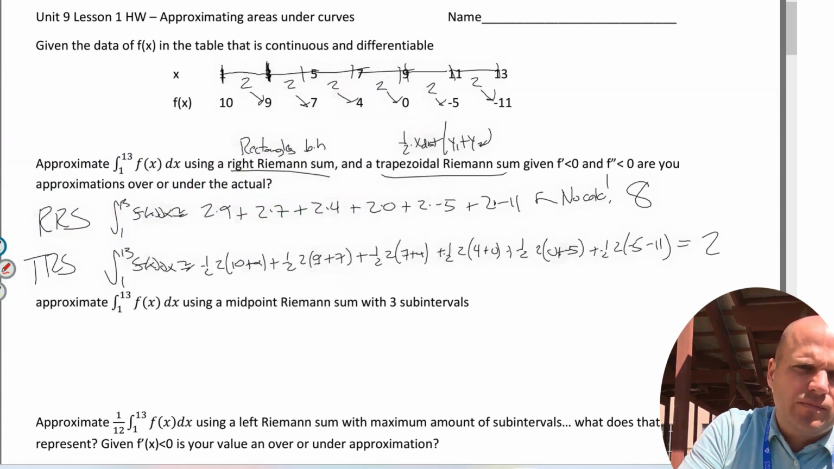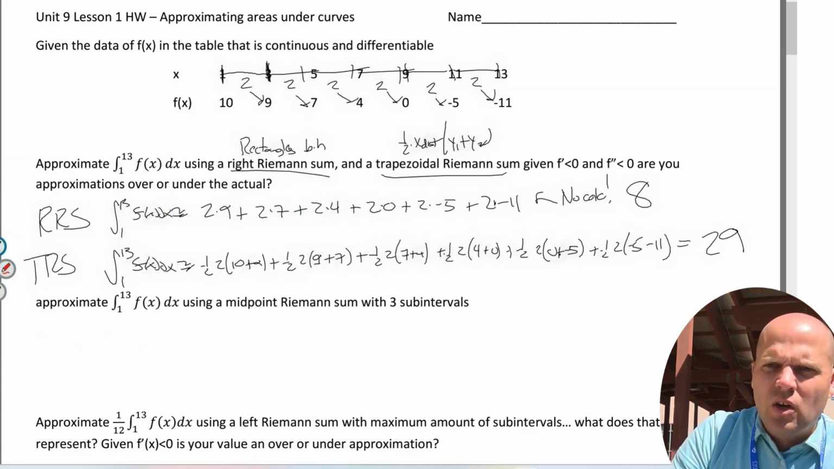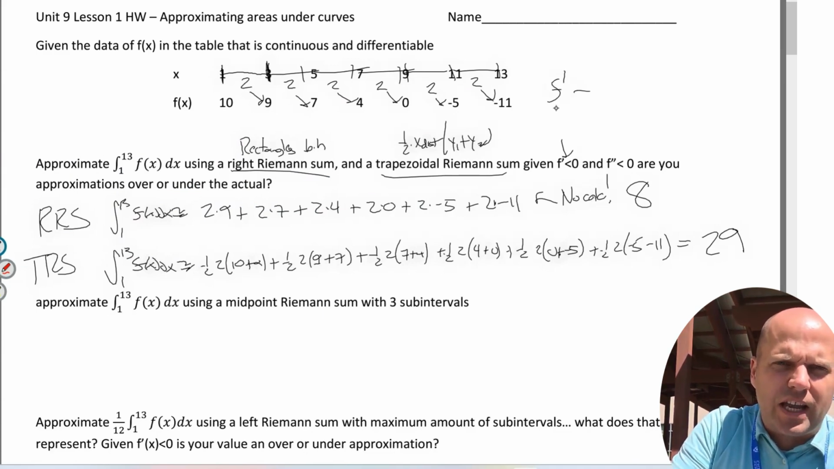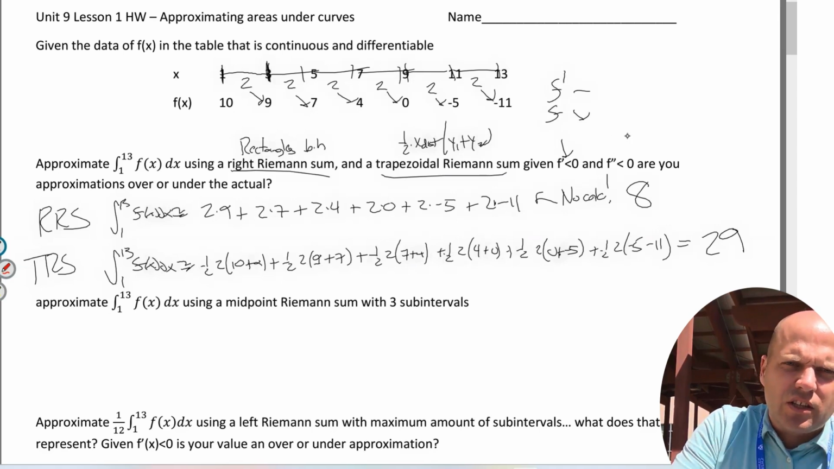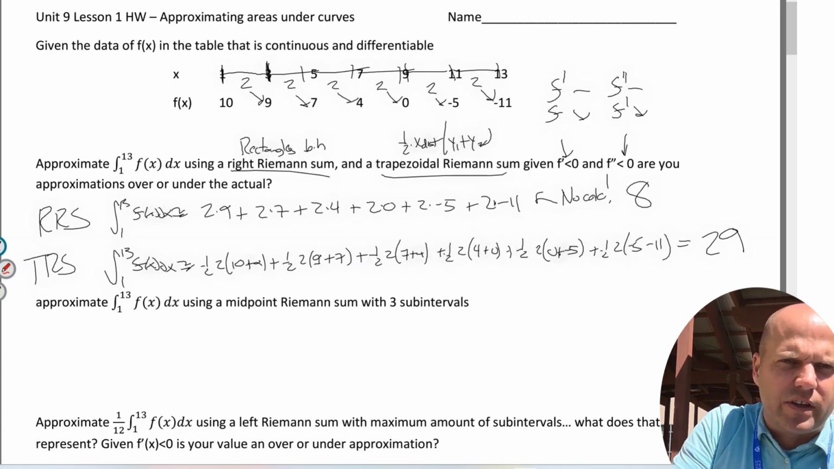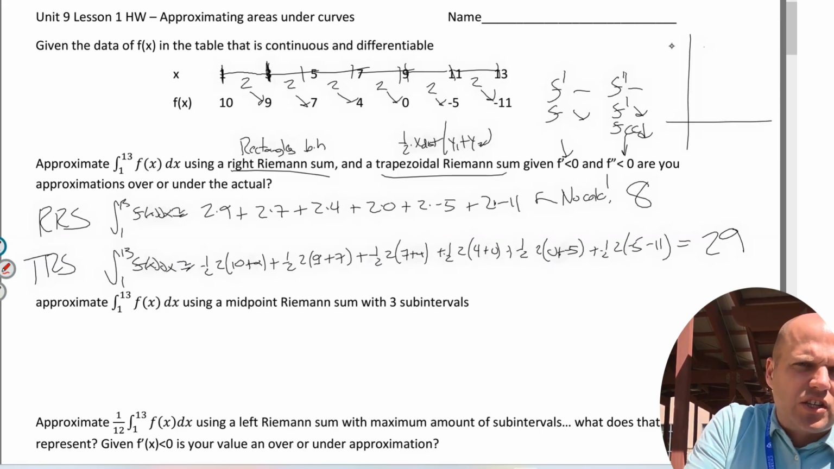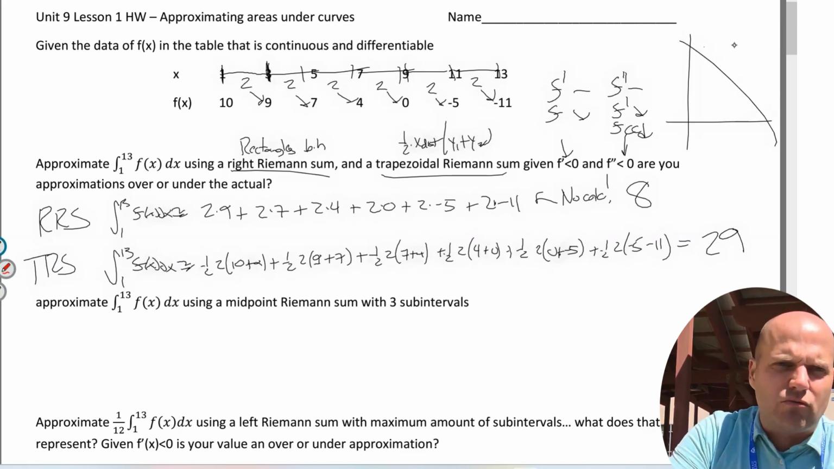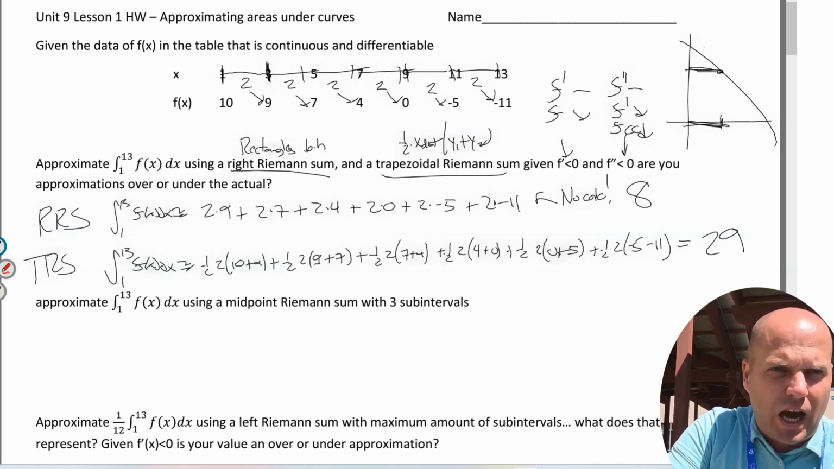All right, over or under? Well, we were told that the first derivative is negative. If the first derivative is negative, the function is decreasing. The second derivative is negative. If the second derivative is negative, the derivative is decreasing, or the function is concave down. If I'm decreasing and concave down, if I use a right Riemann sum, I'm going to be using on any base the lowest value for the height over that base. I can tell right away this is under.